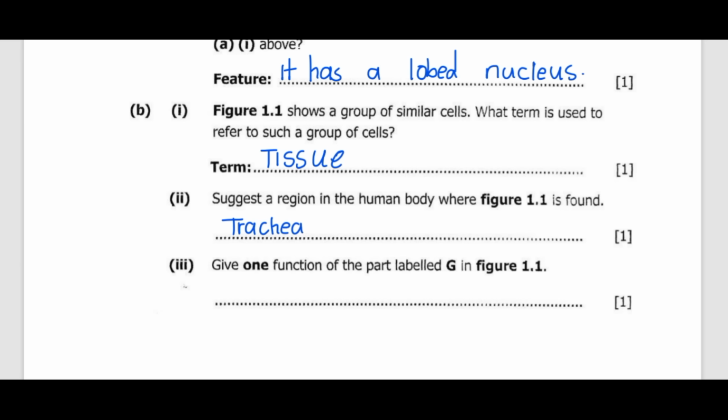Then give one function of the part labeled G. G is a cilium. The function of the cilia is to trap dusty particles from the air. Whenever we are inhaling, the air may contain unwanted dust particles. Or we can simplify this answer as: it helps the air to be cleaned. It also sweeps the mucus, which is another function of the cilia.